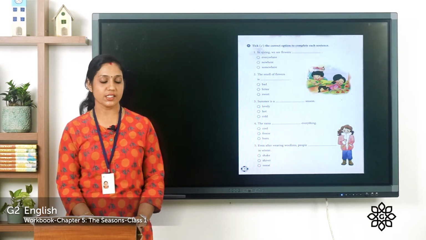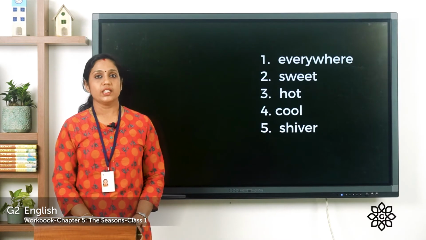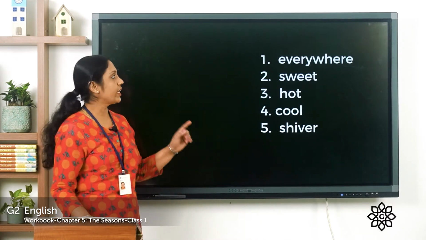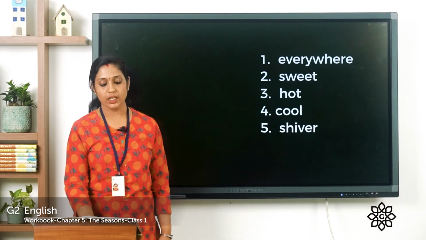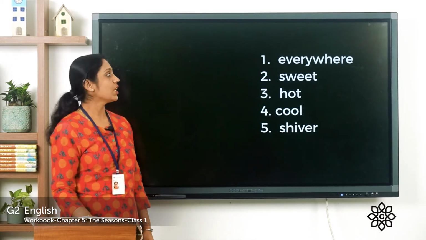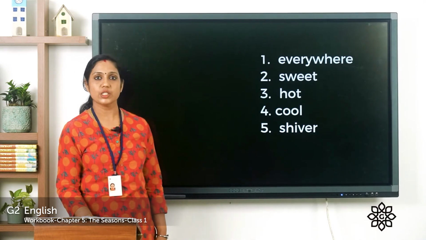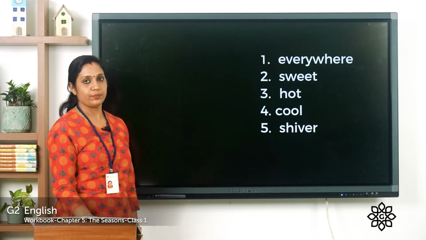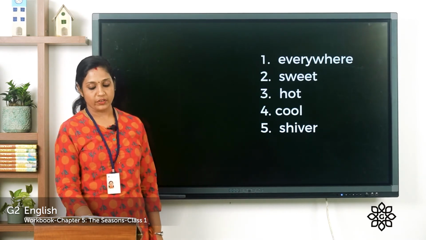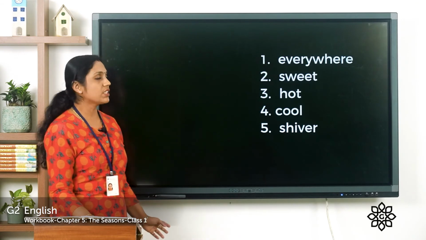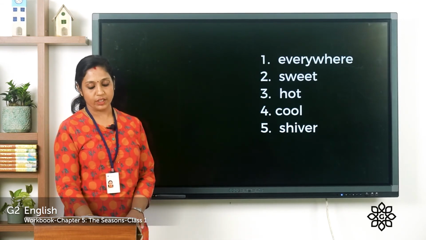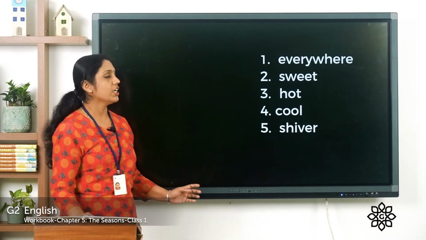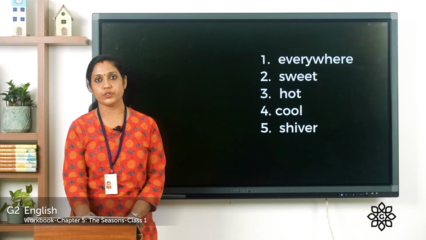So let's look at the answers. First question, in spring we see flowers everywhere. So you can tick the option everywhere. Second one, the smell of flowers is sweet. So tick on the option sweet. Third, summer is a hot season. Fourth one, the rains cool everything. Fifth, even after wearing woolens, people shiver in winter. You should tick the correct options.